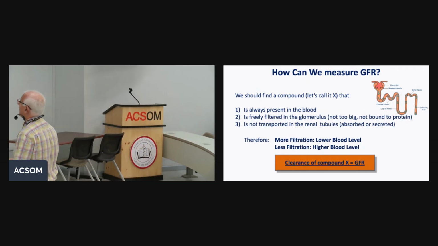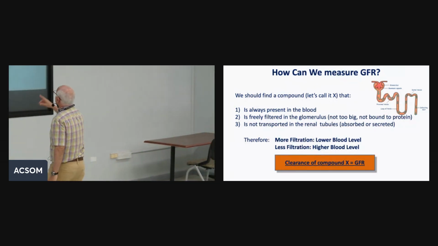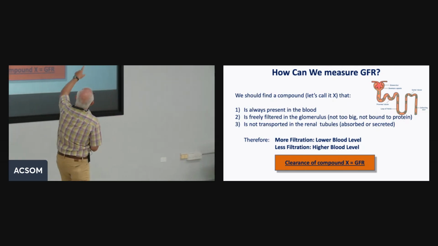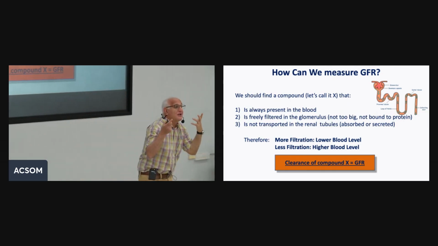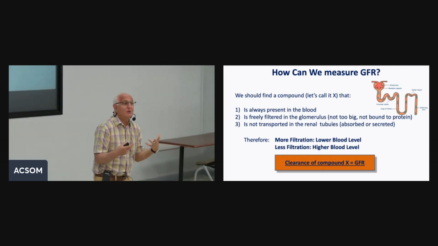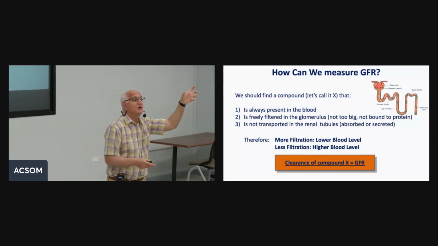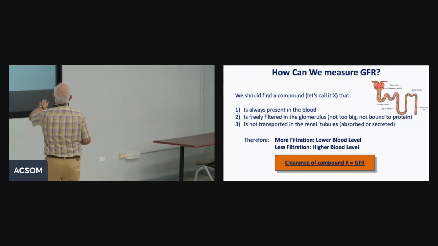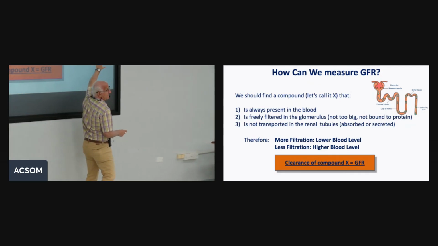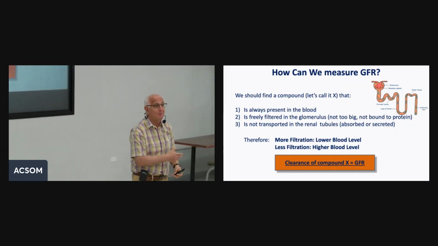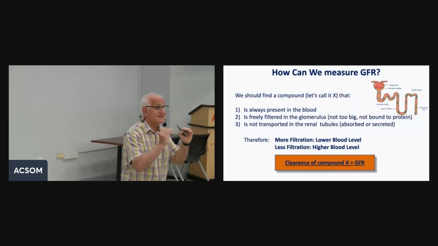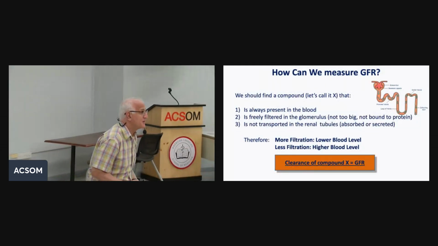What is the third aspect of it? It should not be transported. So after it is filtered, when it comes to the tubules, it should not change much because we don't have access to what is in the tubule. We have access just to urine, which is at the end. All the changes have happened in the proximal tubule, distal tubule, loop of Henle. So the less the change, the better the measurement.